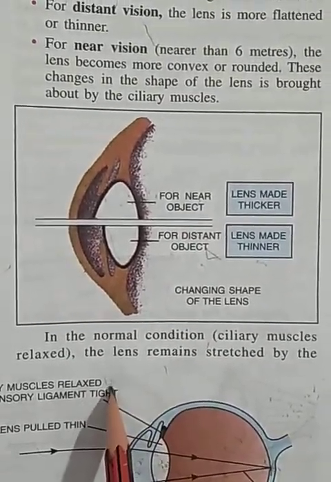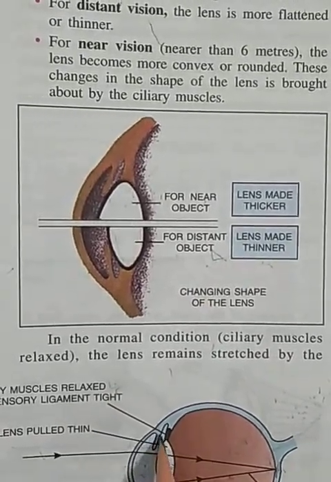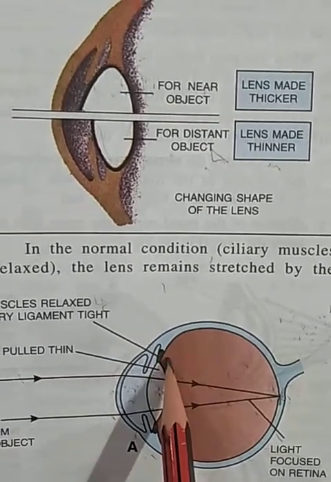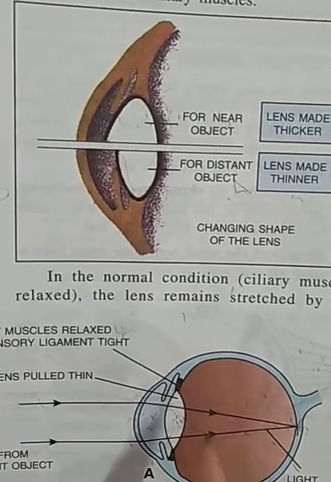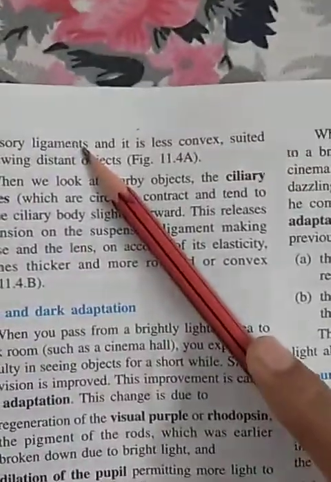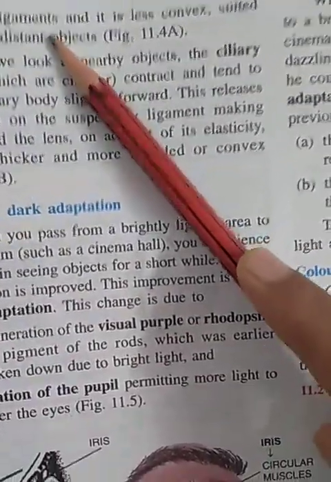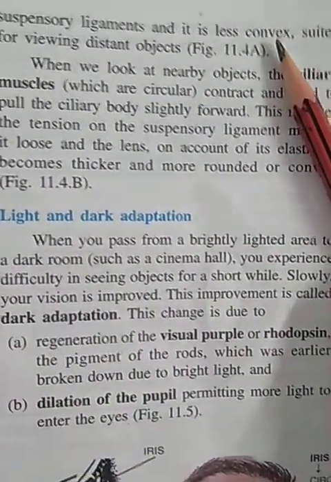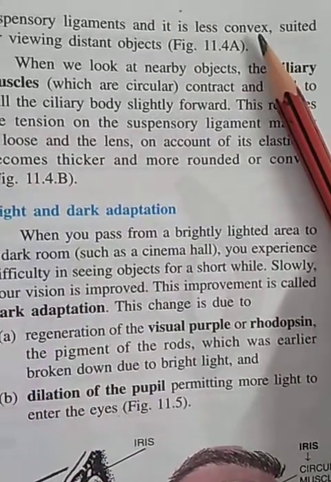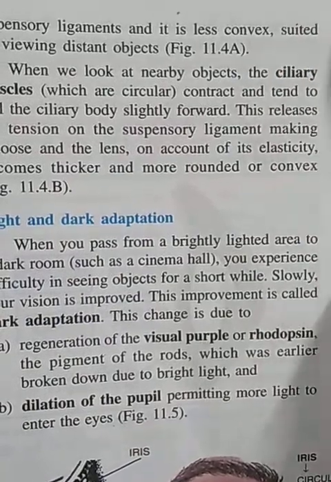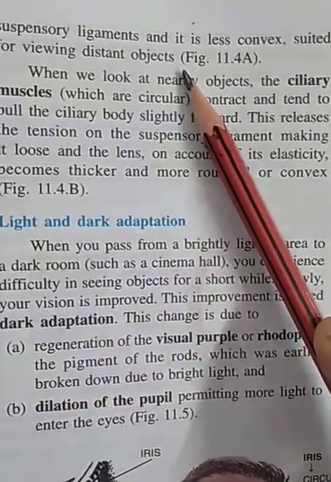In the normal conditions, our ciliary muscles, here you can see that these are the ciliary muscles, get relaxed. Now when they get relaxed, this lens remains stretched by these ciliary muscles or the suspensory ligaments. When the lens gets stretched, it becomes less convex. Less convex means it becomes somewhat flat, and when it becomes flat, it becomes thinner, and when it gets thinner, we are able to see the distant objects.